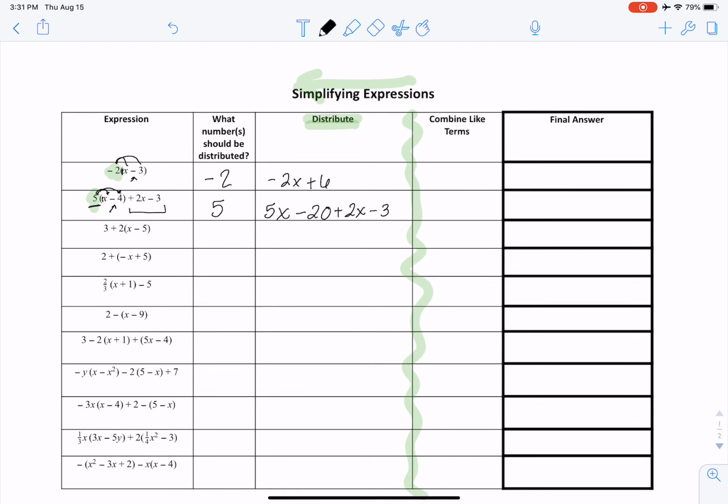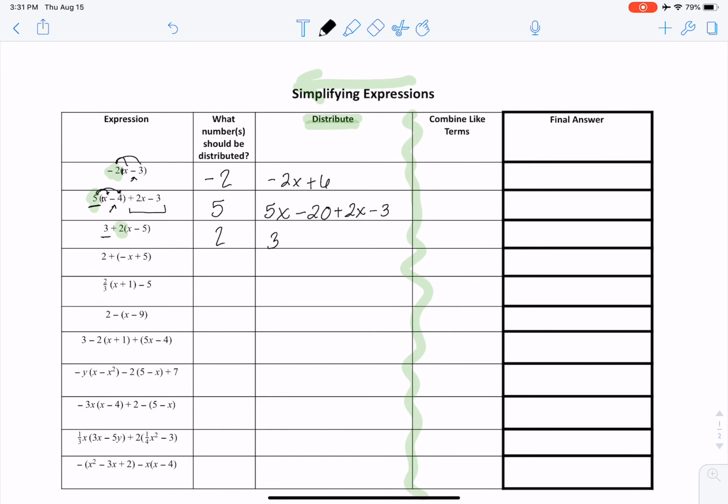The next one, we have a 3 in front. And so a lot of people want to say that that's what you distribute. But that 3 is not directly touching the parentheses, so it does not distribute. The 3 is going to stay where it is because it has nothing to do with the distributive property. The 2 is the number touching the outside of the parentheses, so that's what gets distributed.